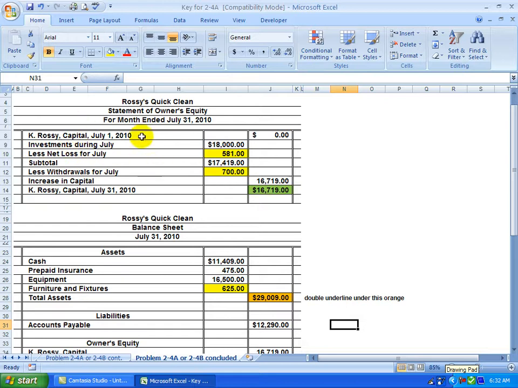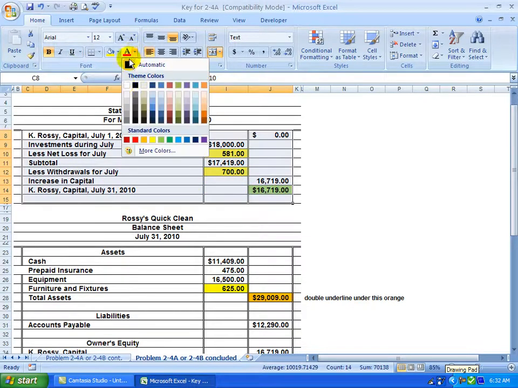And just to kind of point this out here, I'll just go ahead and white these out for a moment so we're not looking at them.